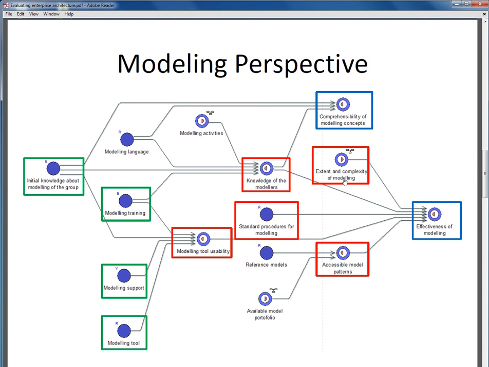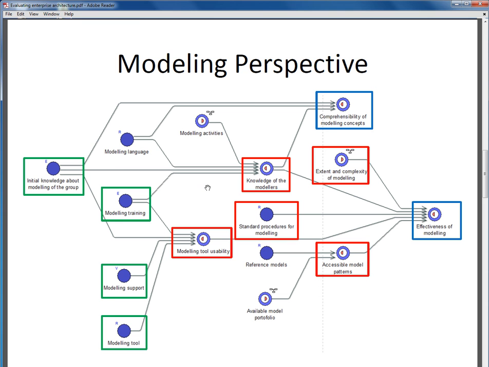The modeling tool usability is an intermediate result that depends on a number of factors. These factors are the modeling tool and the modeling support, the initial knowledge of modelers about a modeling group, and modeling training.